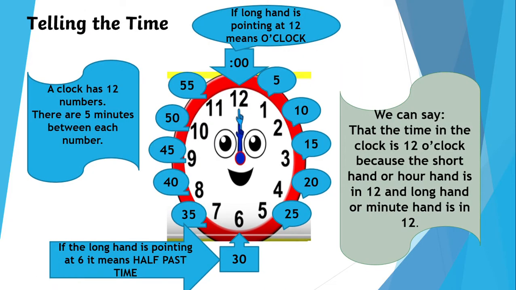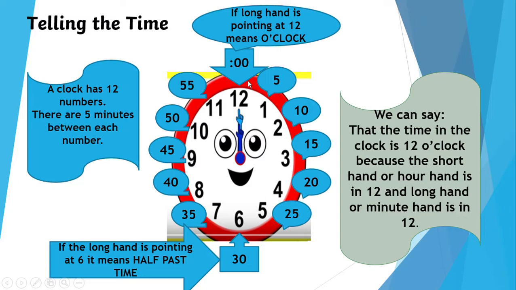Let's see how to tell the time. If the long hand is pointing at 12, it means o'clock. A clock has 12 numbers and there are 5 minutes between each number. That is, between 12 and 1 there are 5 minutes. Between 1 and 2 another 5 minutes. Between 2 and 3 another 5 minutes, and so on.